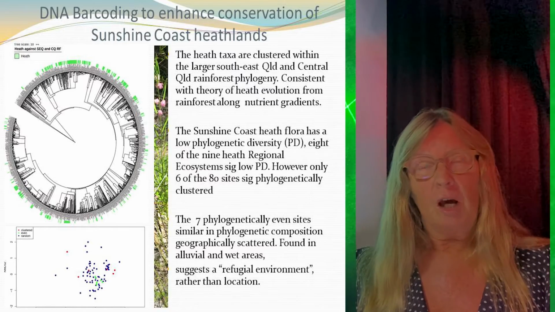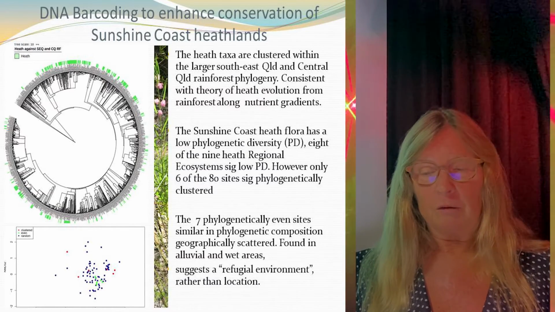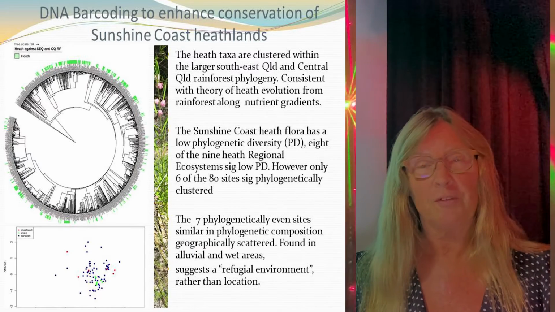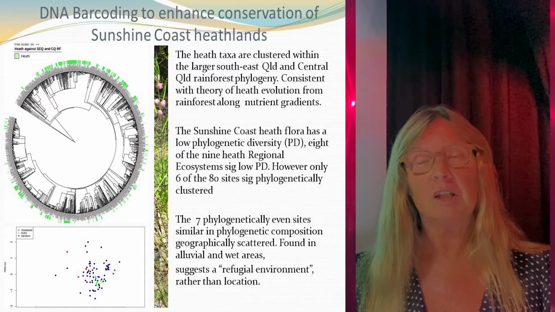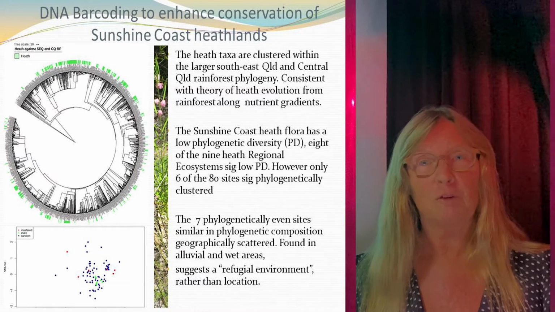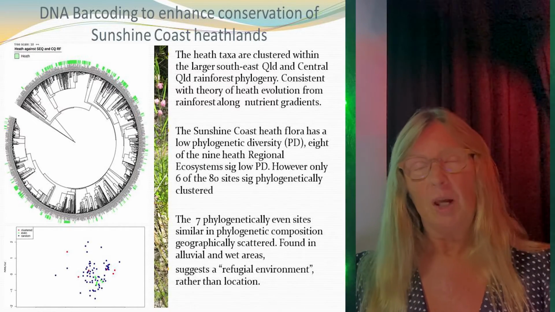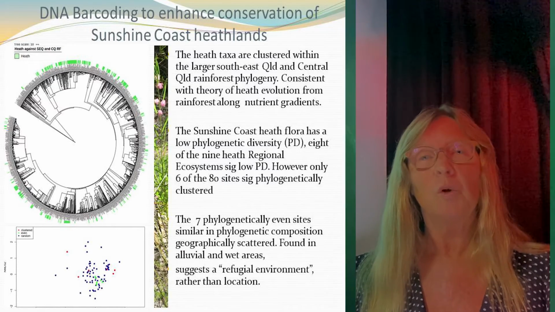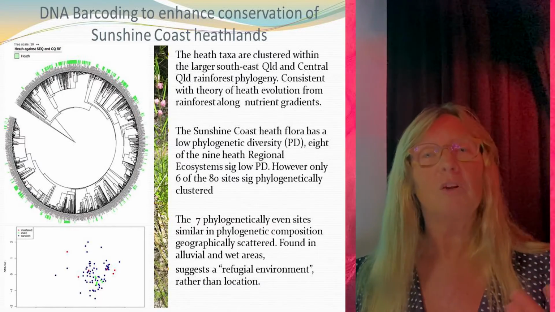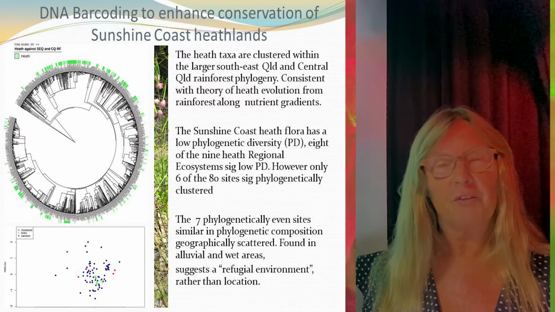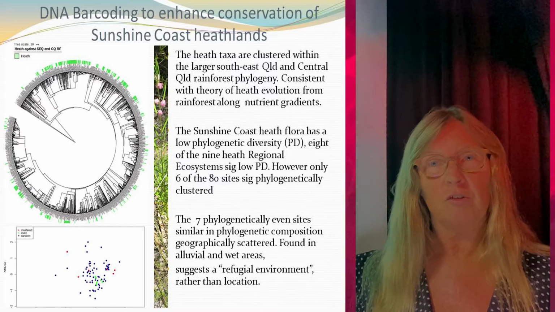And we found that 8 of the 9 regional ecosystems that are representing heath were significantly lower in their phylogenetic diversity than you'd expect by chance. However, only 6 of the 80 sites that we studied were phylogenetically clustered, even though overall the taxa is clustered. And these are represented by the red dots in the diagram.